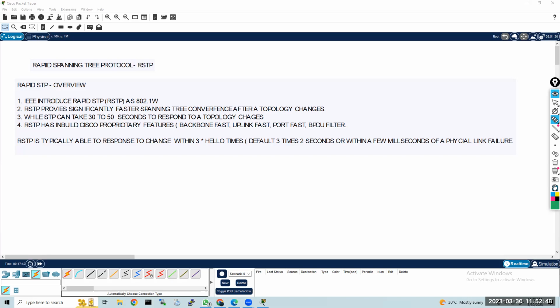RSTP synchronization. As you know, the election of the root bridge and non-root bridge, root port and non-root port, and how ports are going to block, I think I already explained this, right? Same thing here also. There's no difference.